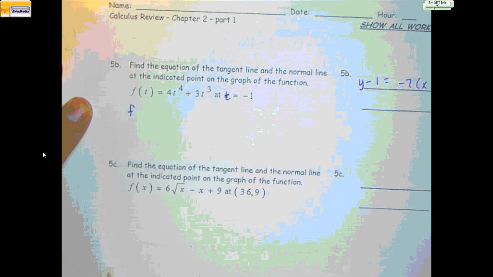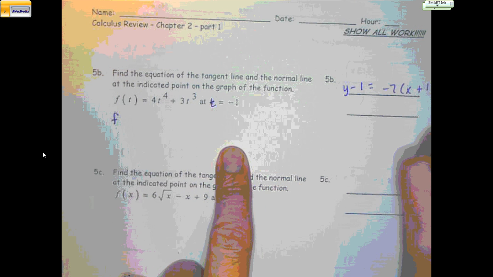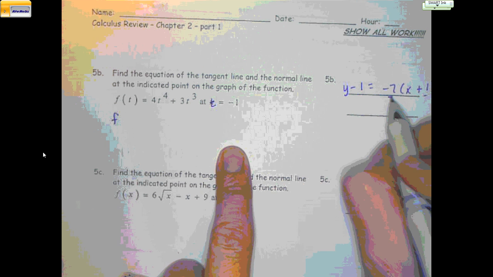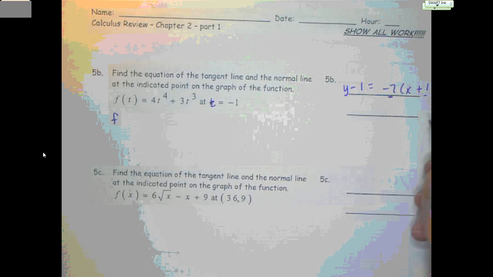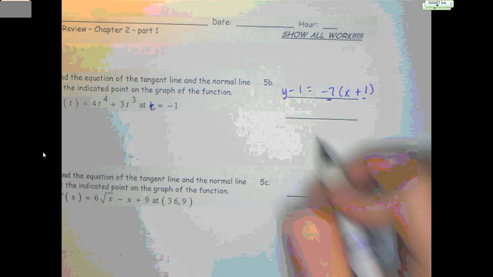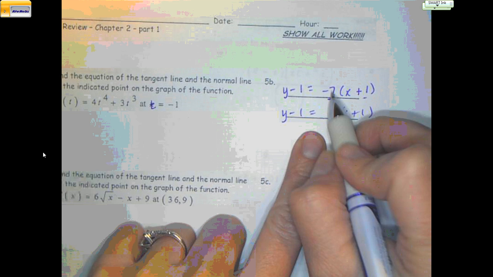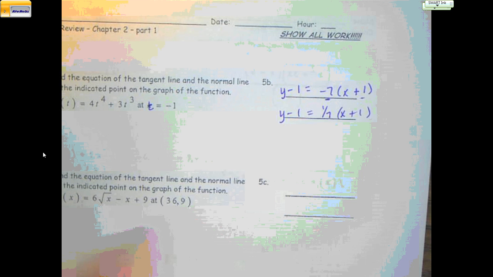You just plug it back in the original. Once you work it out and you get your slope, you have an x right here, and you have a slope. Plug in your x to get the y, or your t to get the y, I should say. So if this is our equation, we know the answer to the other one. What's the slope? 1/7. Positive 1/7. Good job.